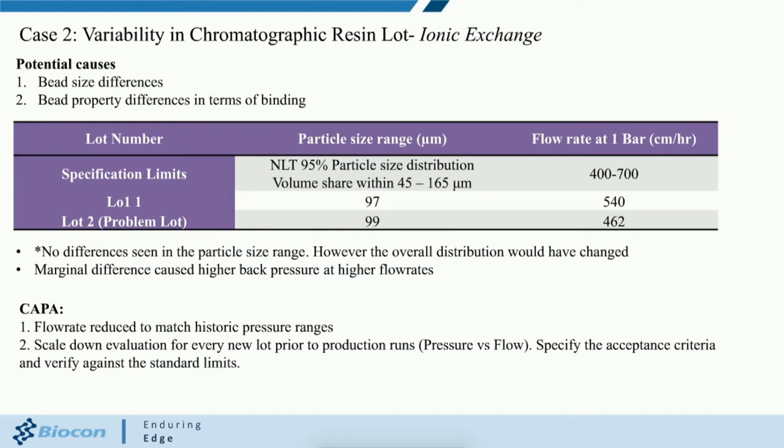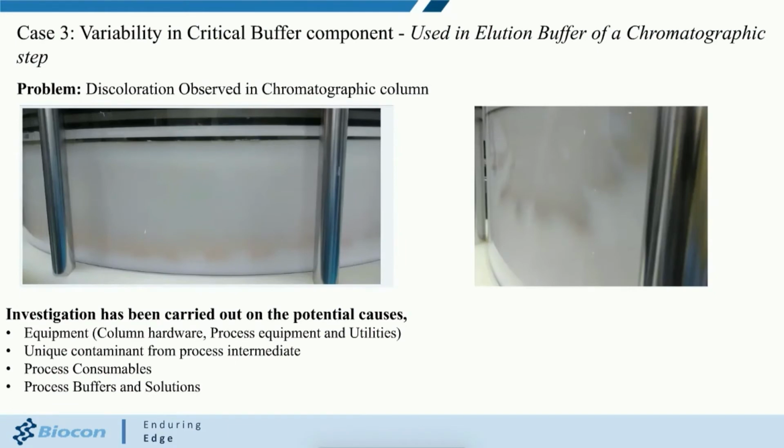One important thing is that during process development itself, we recommend testing at least 3-4 lots and seeing the lot to lot variability with respect to pressure coming from the process. So this is case number 2 that we have seen in our manufacturing process coming from the chromatography resin.